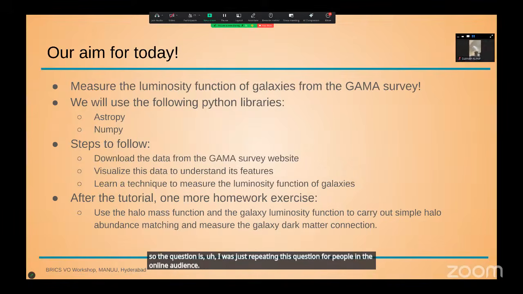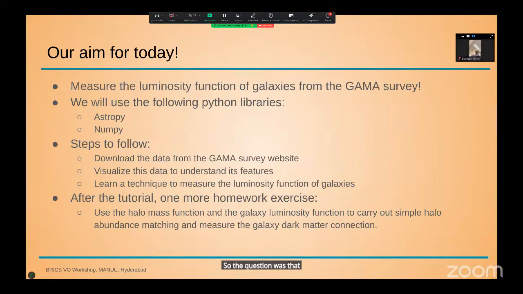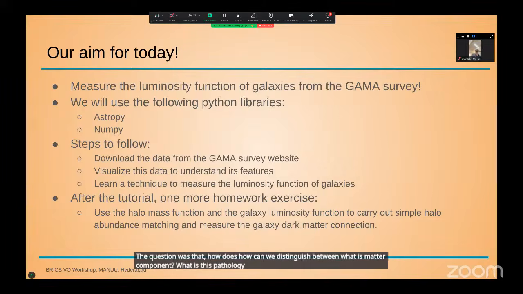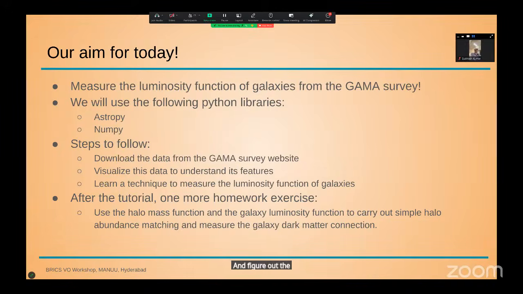So the question was, how can we distinguish between what is the matter component, what is the dark energy component, or the baryonic and the non-baryonic component? It is very difficult to do that. We are trying to understand how each will affect the expansion rate. So how it affects the expansion rate is something that is told to us by general relativity.